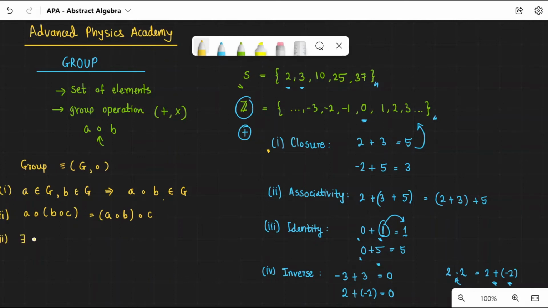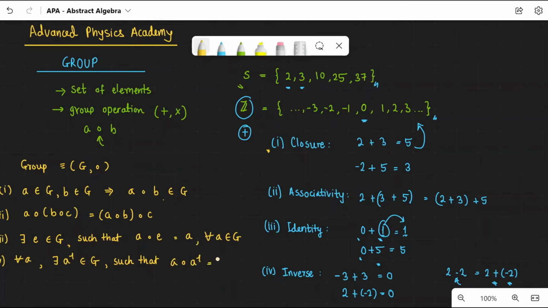So there exists an element E which belongs to this group such that A times E is same as A for all A belonging to group G. Okay, and finally we have an existence of inverse, which says for all A there exists an element denoted like this which belongs to the group G such that A times A inverse gives us an identity element. So this is the formal definition of a group.